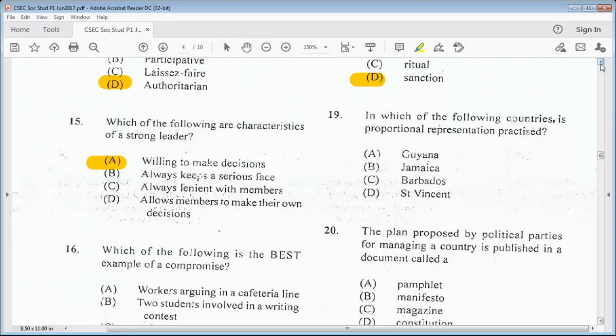As we know that Jamaica, Barbados, and St. Vincent, they are first. Okay, let's stick to the question. Proportional representation. So Guyana, A. Let's not go into too much lengthy information. So A would be your answer.